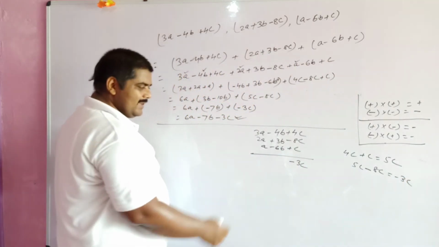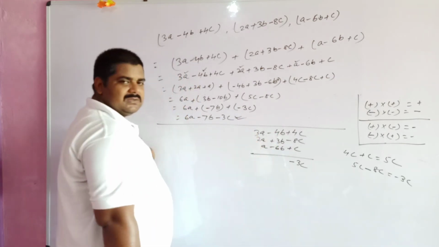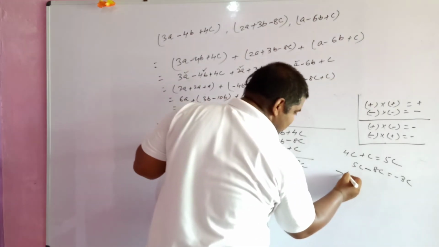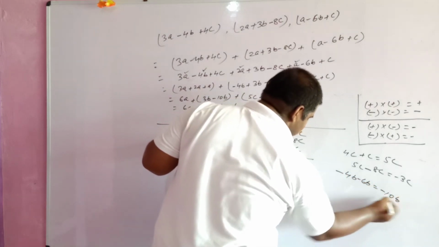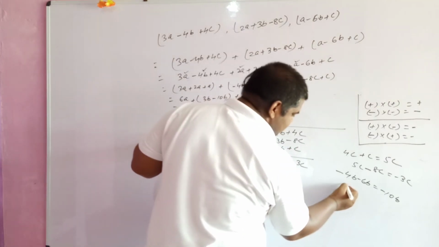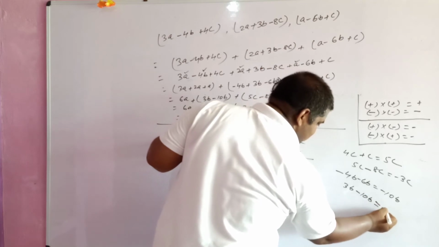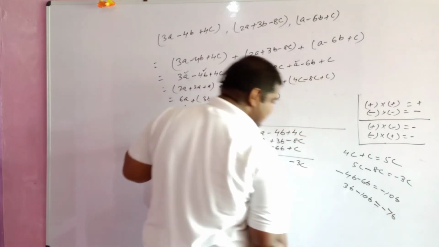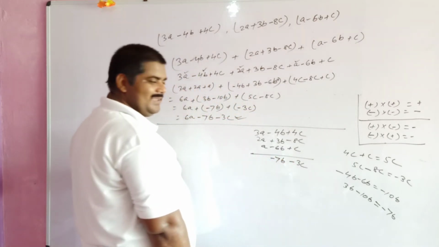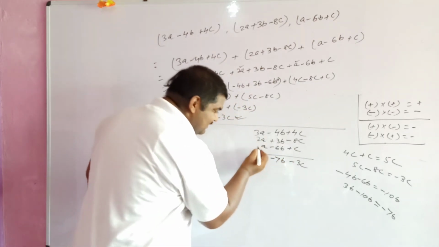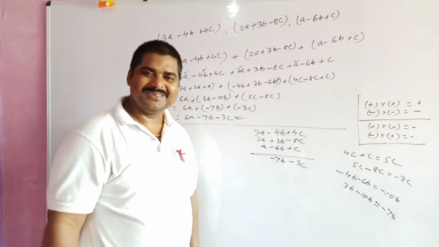Similarly, 3b over there, minus 2 minus r minus 4b minus 6b, how much? Minus 10b, and there is one positive term, 3b. 3b minus 10b is equal to minus 7b. So you have to write here minus 7b. And all these terms are positive ones, so you have to add all the terms.